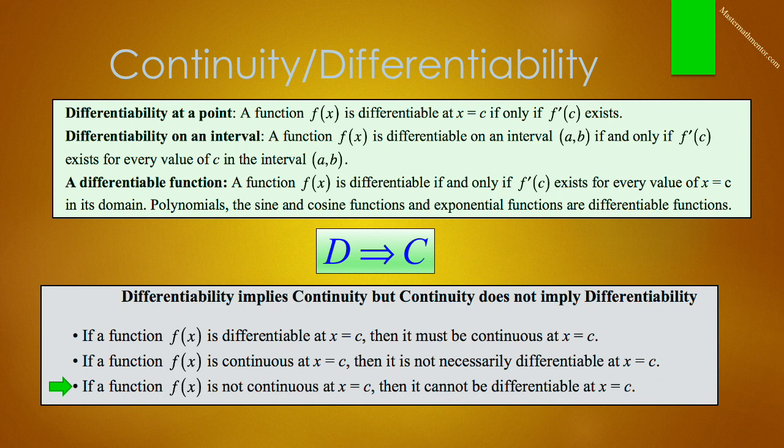Third, if a function f of x is not continuous at x equals c, then it cannot be differentiable at x equals c. This makes total sense. If you are unfortunately on a roller coaster whose track is not continuous at some point, then certainly it cannot be smooth at that point.